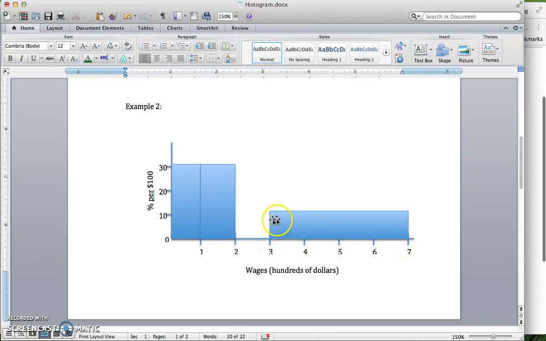So to find the area of this rectangle, you take 4 and multiply by 10% per 100. That will give you 40%. So this is 40%, this is 30%, and this is 30%. And the histogram shows the true distribution.